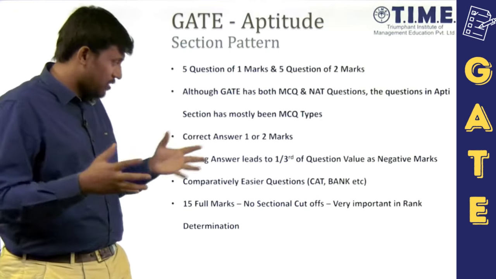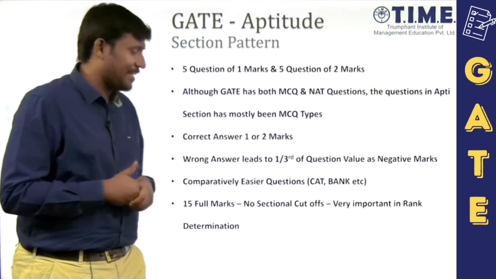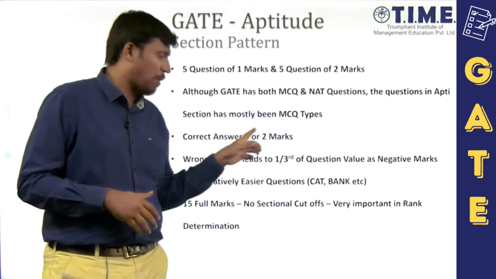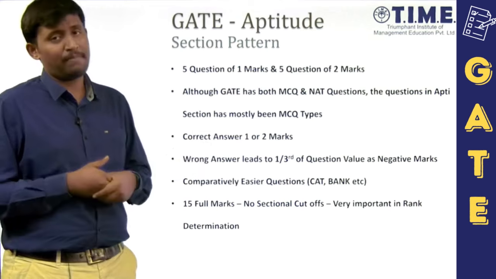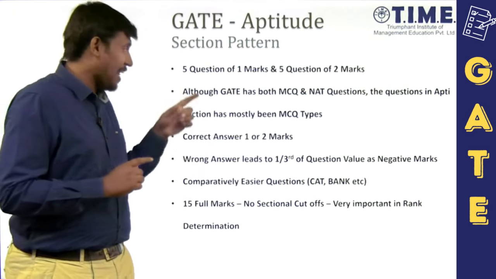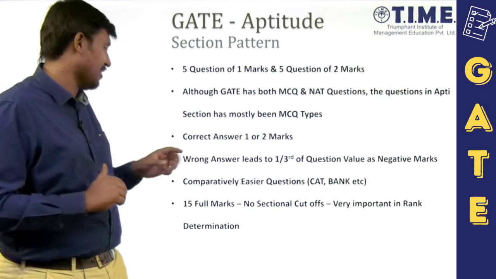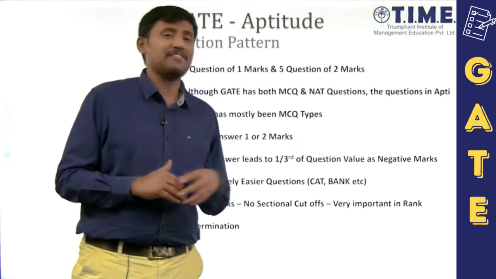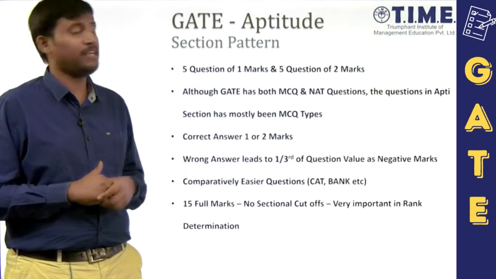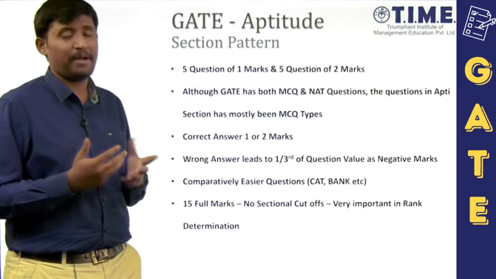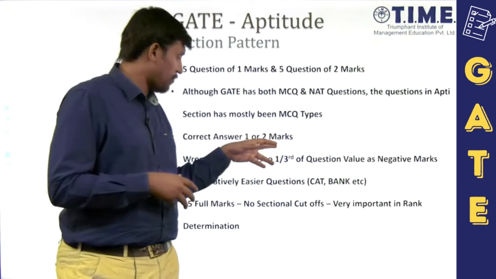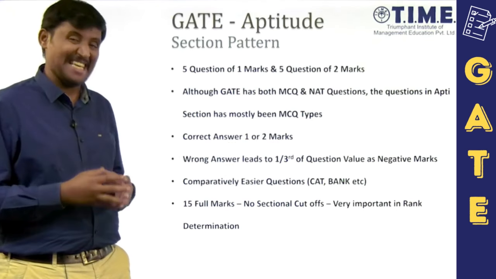Okay, so what about it? In an MCQ question, every correct answer gets you either 1 mark or 2 marks, depending on whether it's a 1 mark question or a 2 mark question. But if you give a wrong answer, it leads to 1/3 of the question value being deducted as negative marks. Meaning, if you get a 1 mark question wrong, you get minus 0.33, and if you get a 2 mark question wrong, you get minus 0.66.